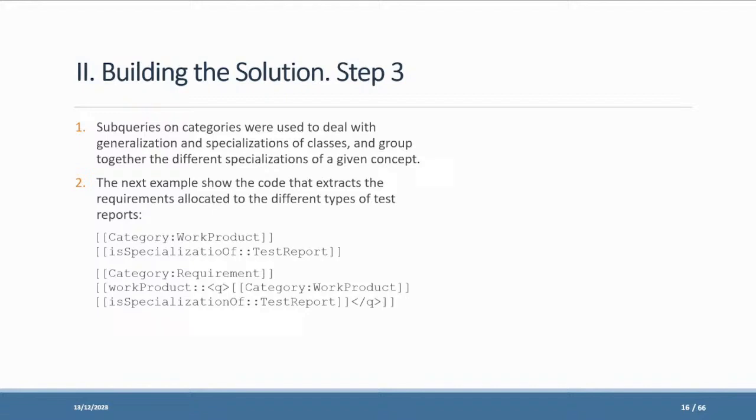So if I have to incorporate a new standard or a new requirement, then I only need to make the mapping in the requirement properties, and then automatically this requirement is going to be shown in all the places, in all the contexts where it is needed. Of course, it's also possible to use these inline queries to deal with the specialization of, for example, documents. So there are different types of test reports. So what are the requirements that affect all of them or only some of them, etc.